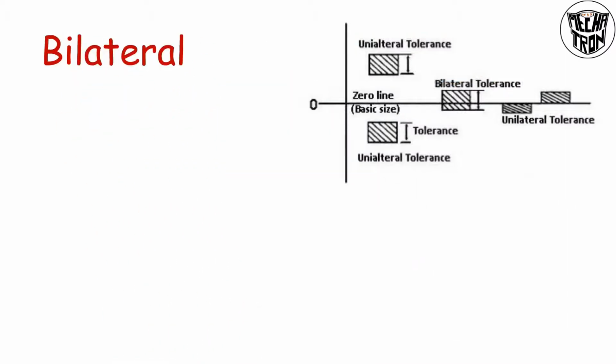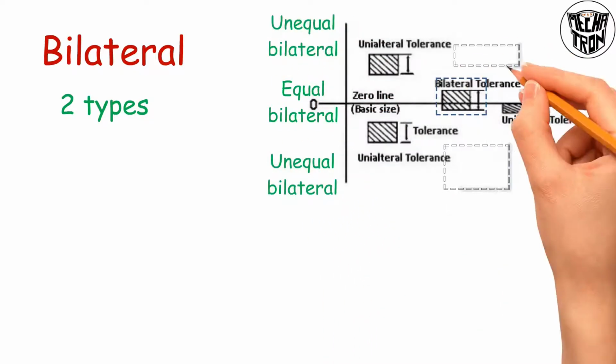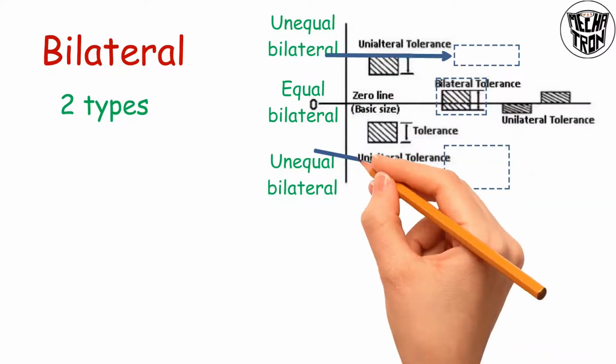Then bilateral tolerance. Here the tolerance values are partially in negative side and partially in positive side. In this bilateral, there are two types, that is equal bilateral and unequal bilateral. Equal bilateral means that tolerance value is equally located in positive side and negative side, and unequal bilateral means the tolerance zone is unequally located in this positive side and negative side.